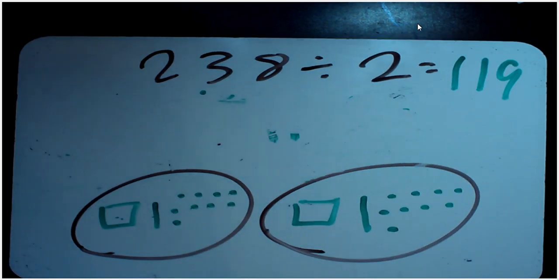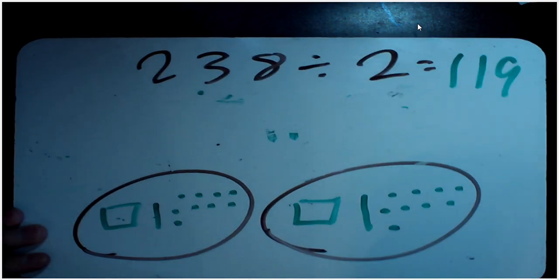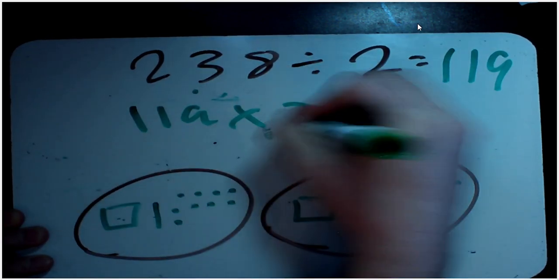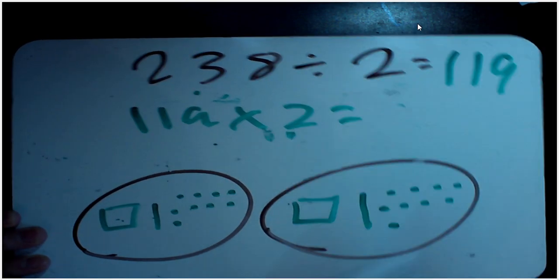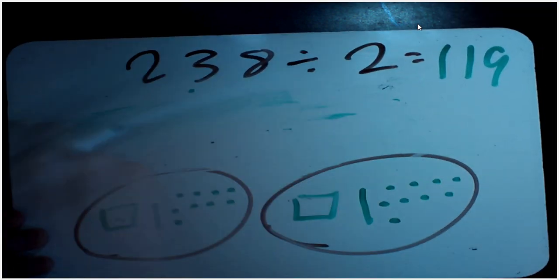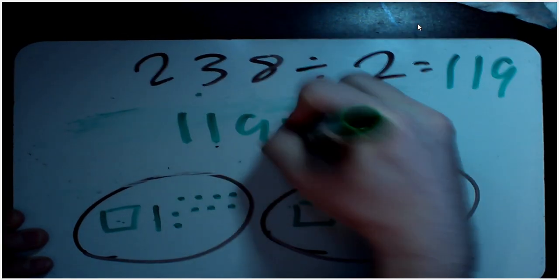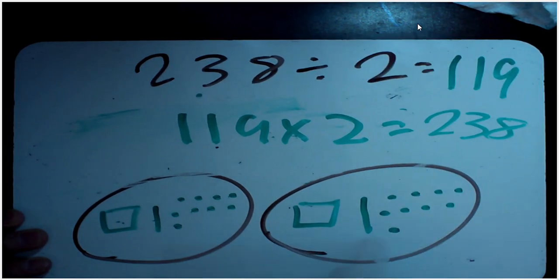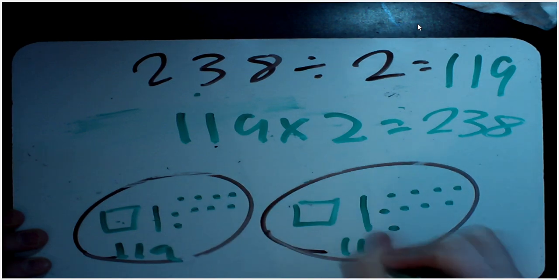How can I check my work? I could check my work by multiplying 119 times 2. Do the turnaround fact. 119 times 2 should equal 238. For the sake of time, I'm going to tell you it does equal 238. I proved it right here because there's 119 and 119. All right, let's look at the opposite type of problems that I mentioned.